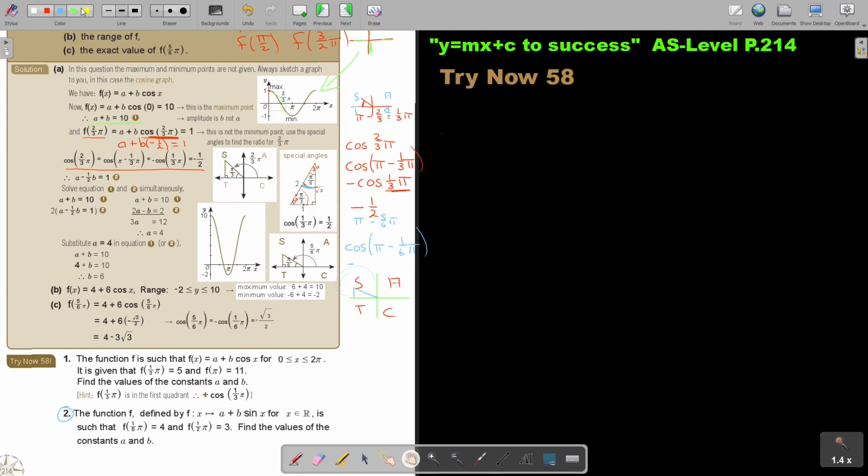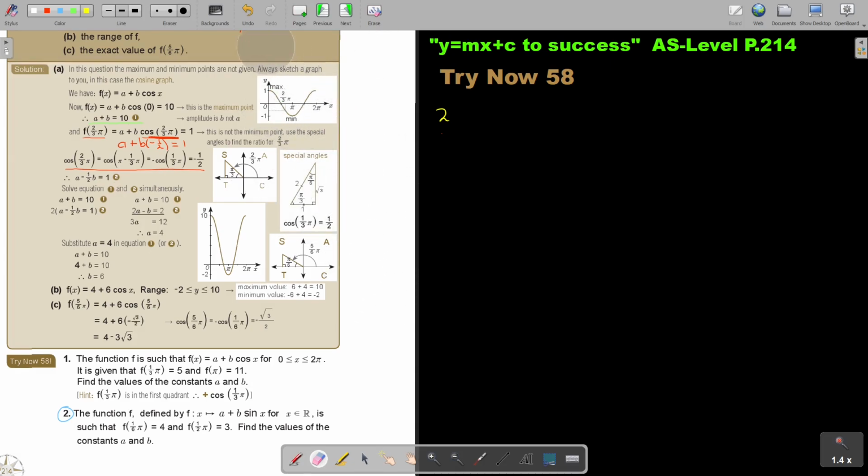Okay. So this is number 2, and I just don't want to see all these extra things here. So let's just not do them now with this question. Okay, so let's just start with number 2. The function f defined, okay, it's again, they like mapping notation.